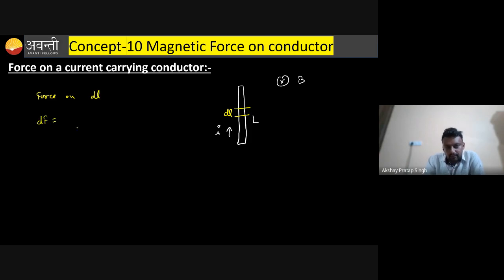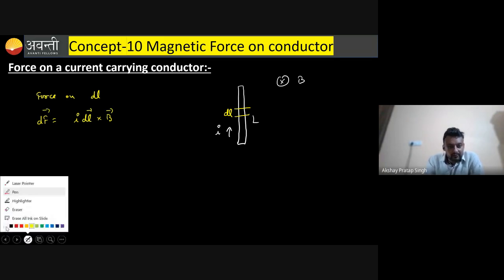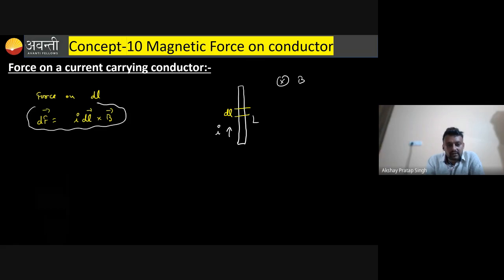So the force on this dl part, I will say force on dl is a very small force, dF equals i dl cross B. This is the magnetic force on a current carrying wire, or you can say magnetic force on a current element placed in uniform magnetic field. Now for the complete wire, you can integrate it, and if you integrate it, it will become F equals i L cross B.